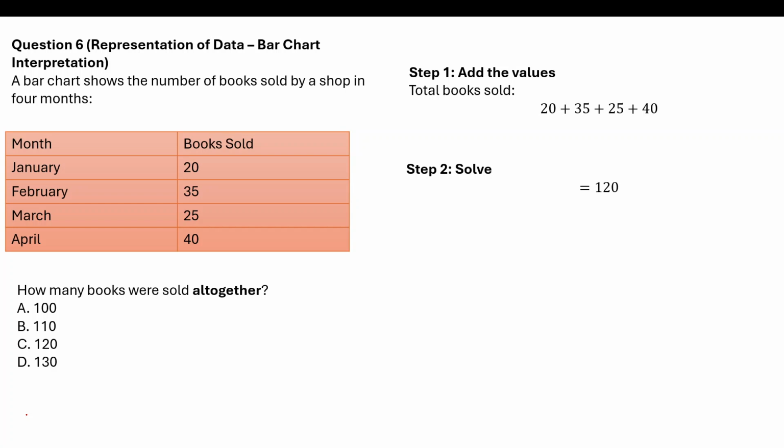So we're going to be adding 20 plus 35 plus 25 plus 40. So the answer gives us 120.